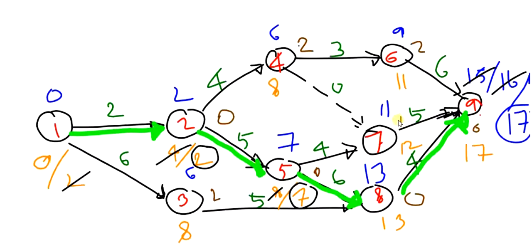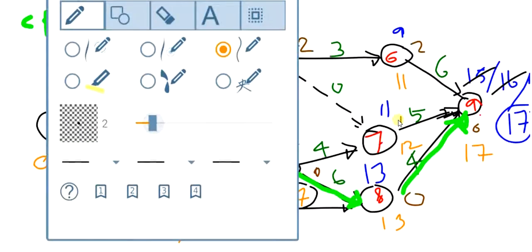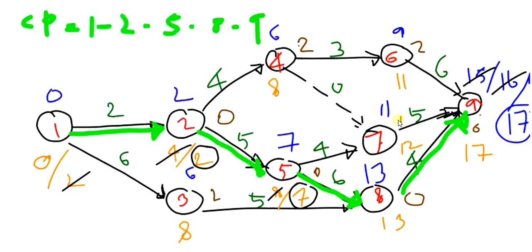And so the critical path, CP, is 1, 2, 5, 8, 9. Okay, that will be the critical path. And the project duration is equal to the total duration of the critical path, that is 1, 2, 5, 8, 9.